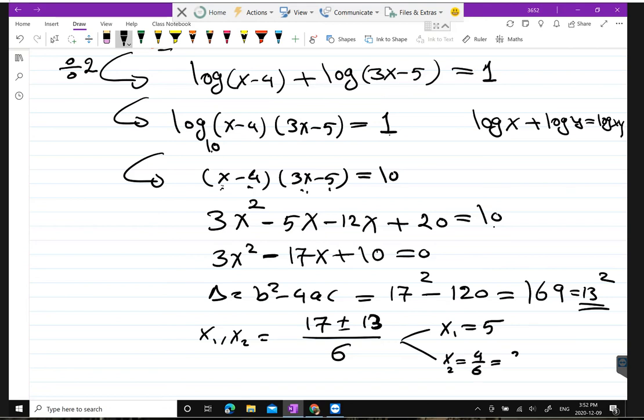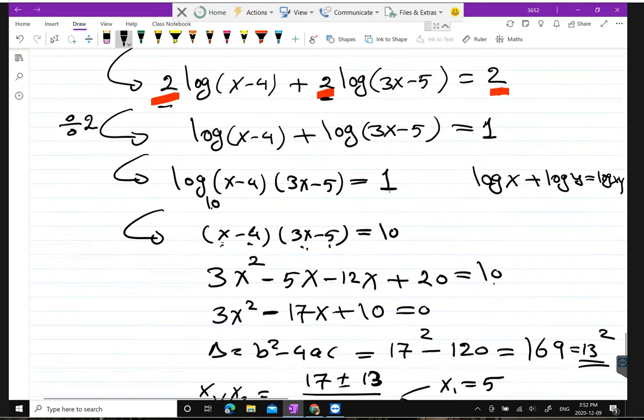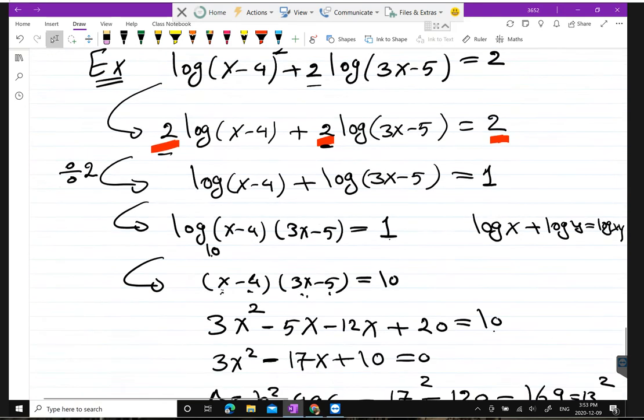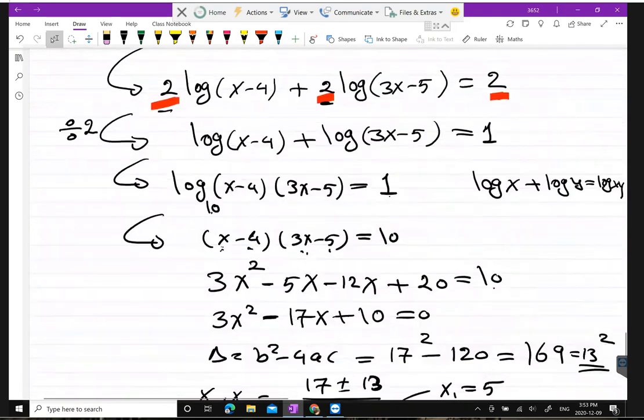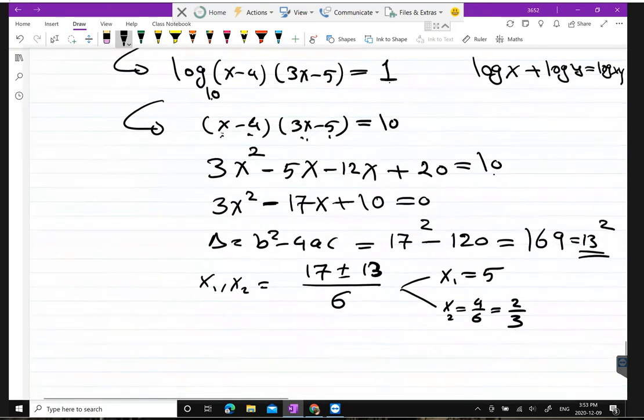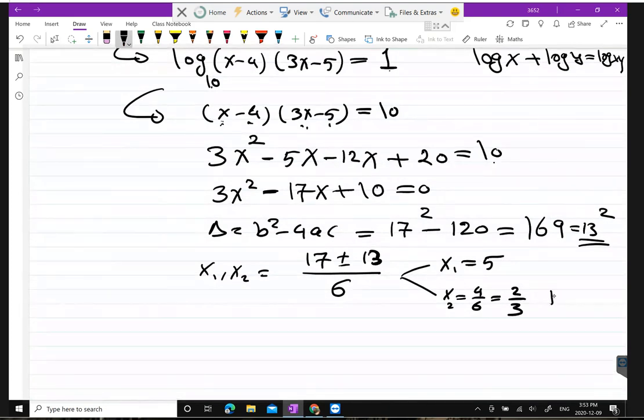4 over 6 or 2 over 3. So now if you look at your original function, 2 over 3 does not satisfy this guy here, therefore it must be rejected. So this one is rejected, and this one is the good one.